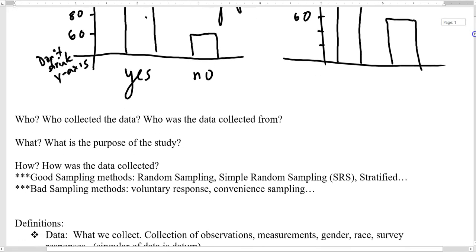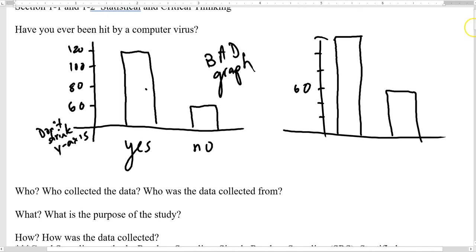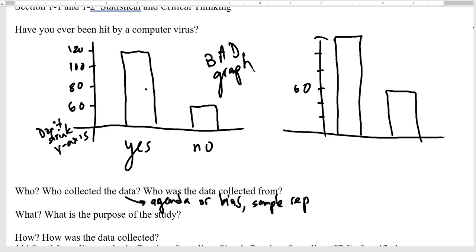Some of the questions that we ask as we go through this are, who collected the data? Would that matter if this data had been collected by an antivirus company? Yeah, probably. You think they might have some sense of bias? So basically, is there an agenda or bias in who's collecting the data? Who's it collected from? How do they collect this? From their users? Does that necessarily represent everyone in the United States? A lot of times when we ask who it is collected from, we need to make sure that the sample represents the population.